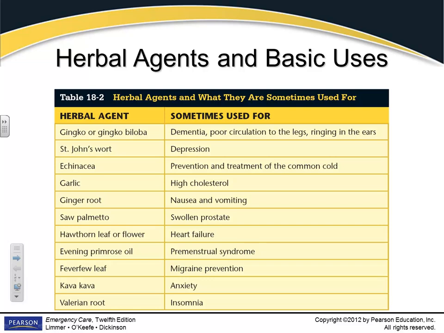In your textbook, they have this chart of different herbal medications that patients may take. When you're getting a medication history of your patient, you want to get the ones that are prescribed for them, all the things that they actually take, prescription or non-prescription. And then any herbal medications or over-the-counter medications that they take. All of those are a very important part of their history.